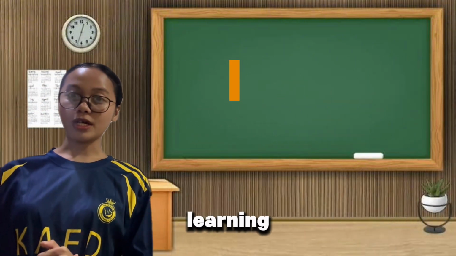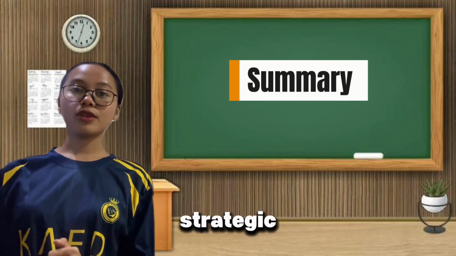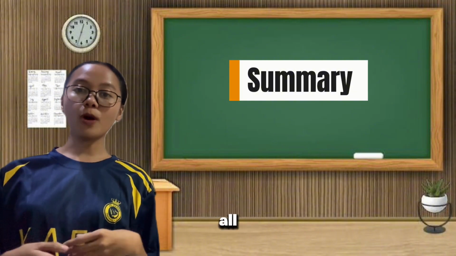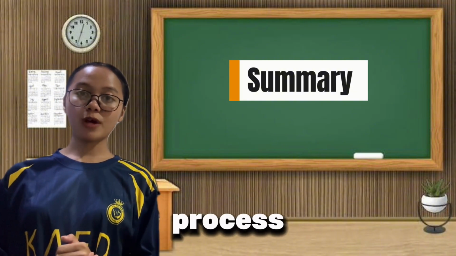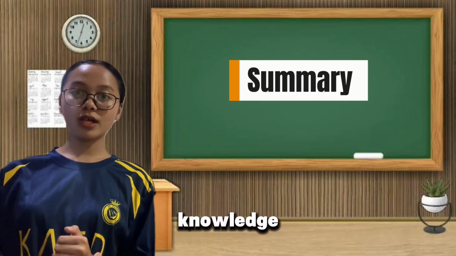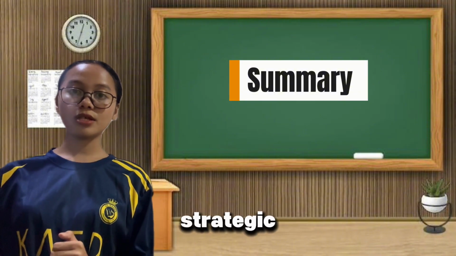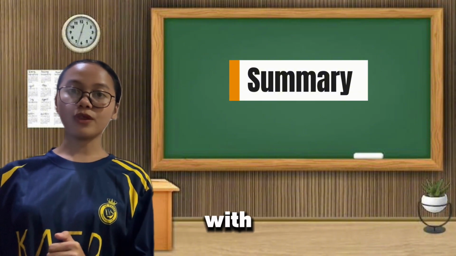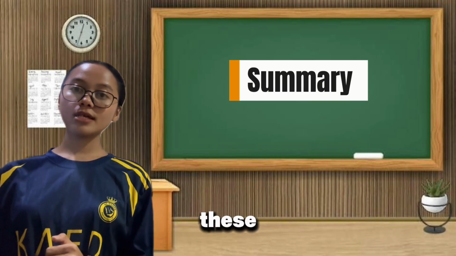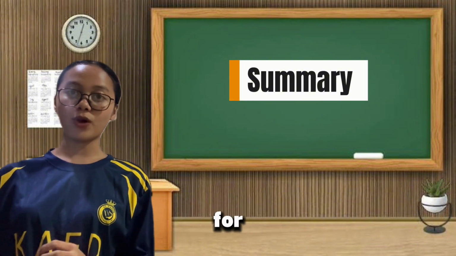Goals to guide learning. Knowledge construction to connect old and new ideas. Strategic thinking to build lifelong skills. To sum up all, the goals of the learning process give direction to students' efforts. The construction of knowledge allows learners to connect and deepen their understanding, and strategic thinking equips them with tools to solve problems and learn independently. Together, these elements help shape learners into successful individuals ready for lifelong learning.